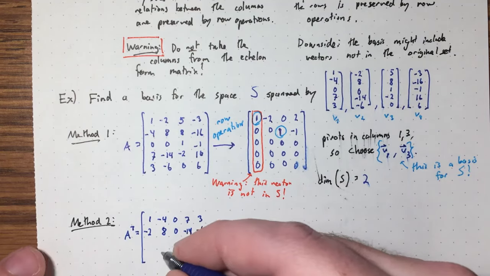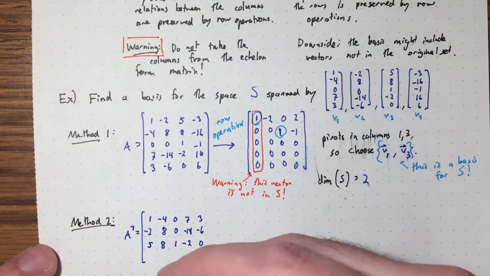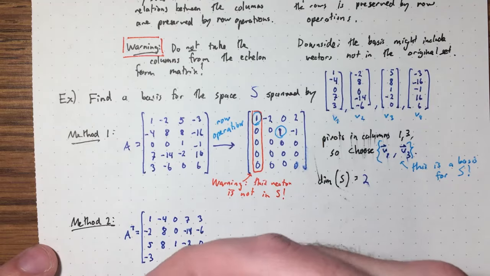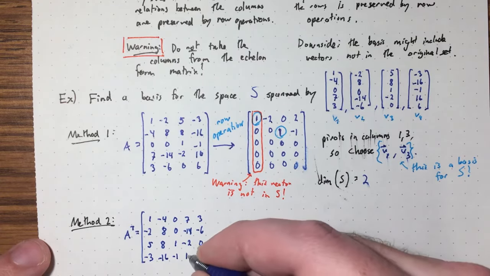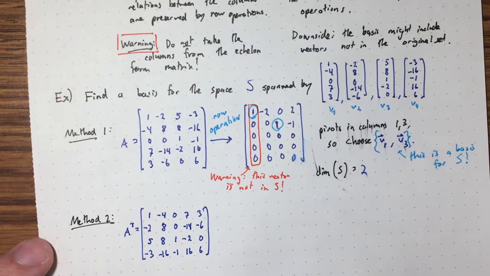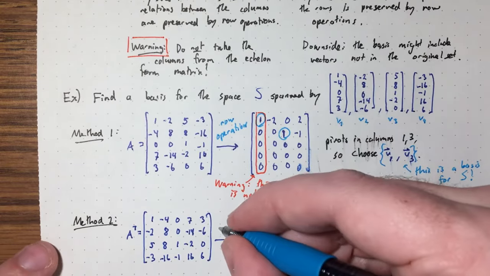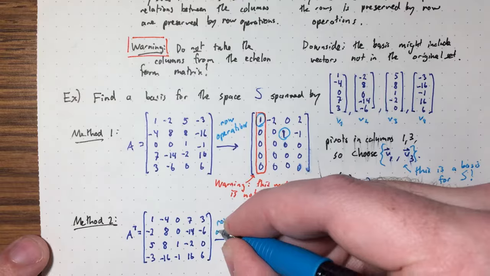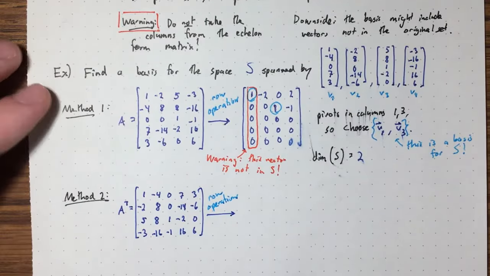Minus 6, 5, 8, 1, minus 2, 0. Finally, minus 3, minus 16, minus 1, 16, 6. Okay. Now, I need to get this down to row echelon form. It's going to look completely different than this one. See, in both cases, I'm using row operations.